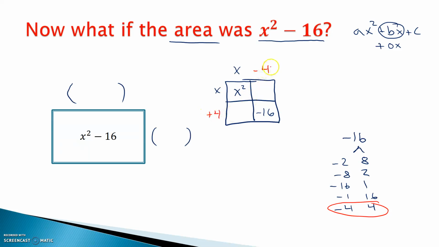So let's see how this works. What is negative 4 times x? That's negative 4x. What is x up here times this 4? Well, this gives us 4x. Now, 4x minus 4x, that's actually going to cancel out. Those go away. That's why we don't see that middle term. That's why we get that 0x. Perfect. So I found my two factors. My two binomials are x minus 4 and x plus 4.